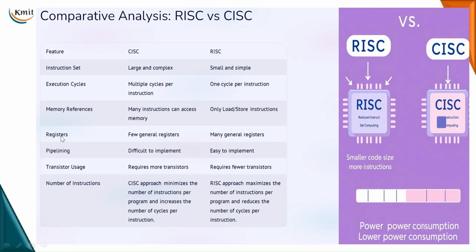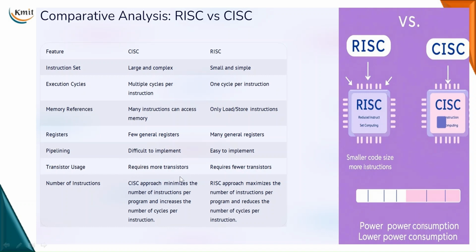And coming to the registers, in the case of CISC, we use very few general purpose registers, whereas in RISC, we use many general purpose registers. Next, the pipelining technique is very difficult to implement in the case of a CISC approach, but in the case of RISC, it is easy to implement. Because in the CISC approach, there exists a possibility of dependency between the instructions, which makes the pipeline difficult to implement.